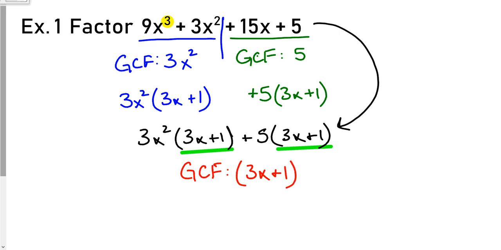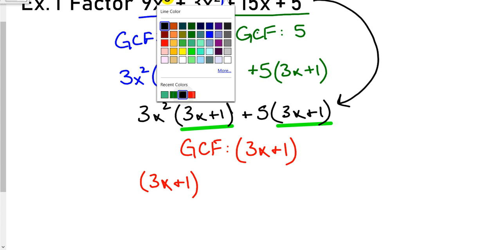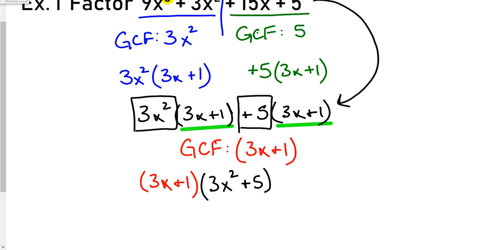And if that is a factor, well, can't I factor it out? Sure. So we can write this as 3x plus 1. And then what's left over? Well, the leftover parts are this 3x squared and plus 5. So times 3x squared plus 5.